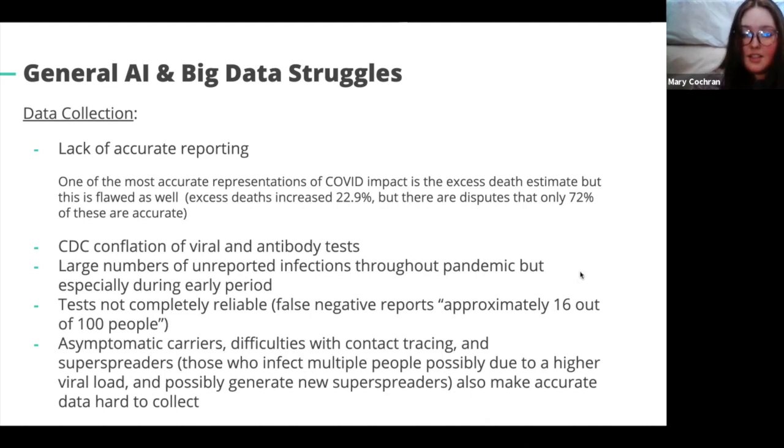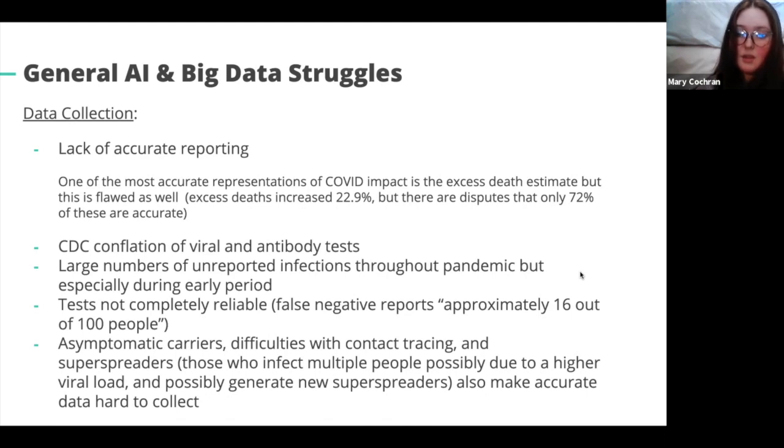Another issue was the fact that tests were not completely reliable, especially in the beginning, with reports of false negatives being as low as 2% and as high as 37% in September of 2020. A recent report in March 2021 also states a positive result on either test meant that it was accurate at diagnosing the infection 99% of the time. However, approximately 16 out of 100 people who are infected will be missed.